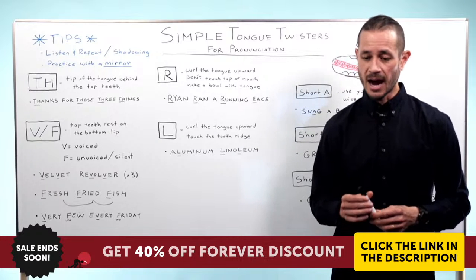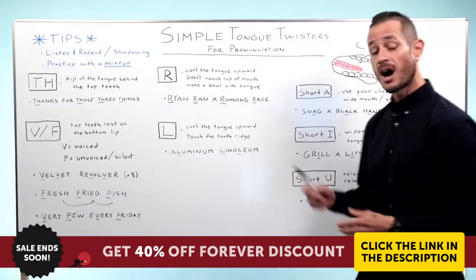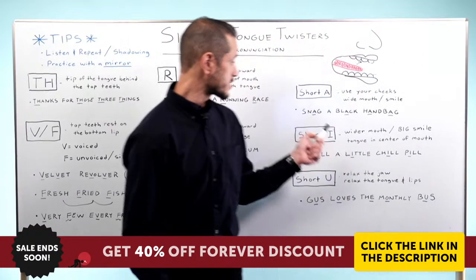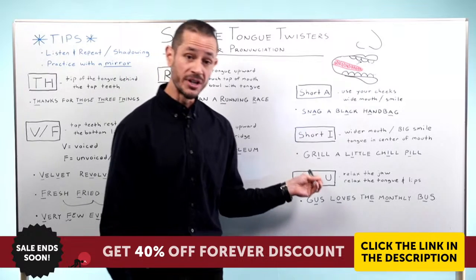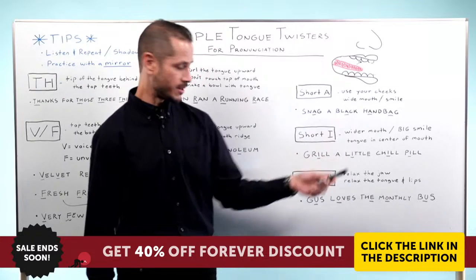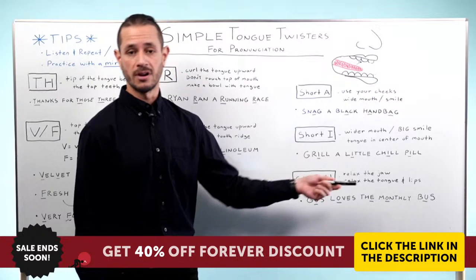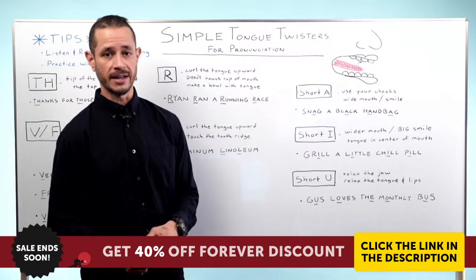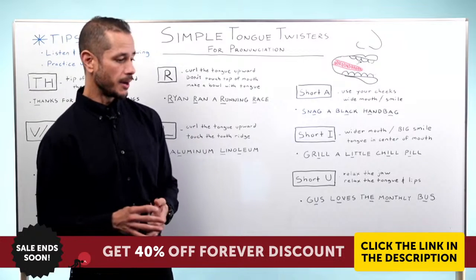Nando from Bengali. Okay, so again, in a lot of these languages, these short vowel sounds do not exist. The short A, apple, ant. The short I, grill, a little kid. And the short U, Gus loves the monthly bus. Things like that. So again, I hope that this has been helpful for you.